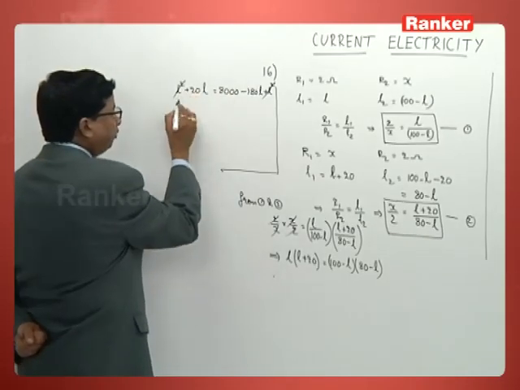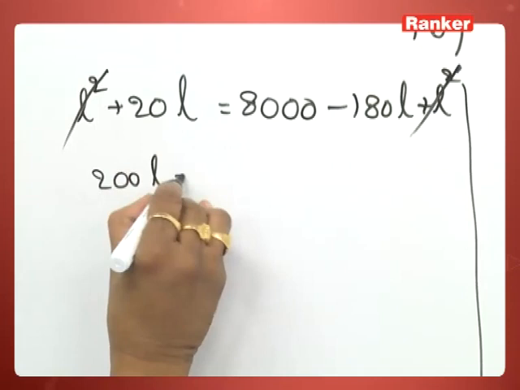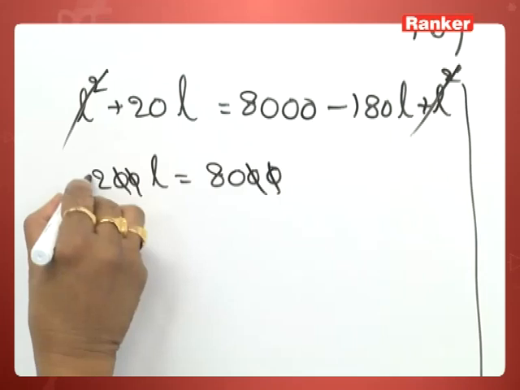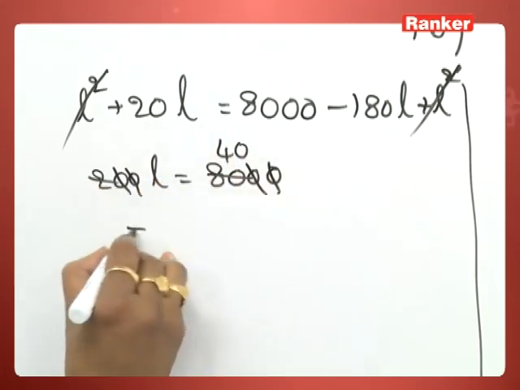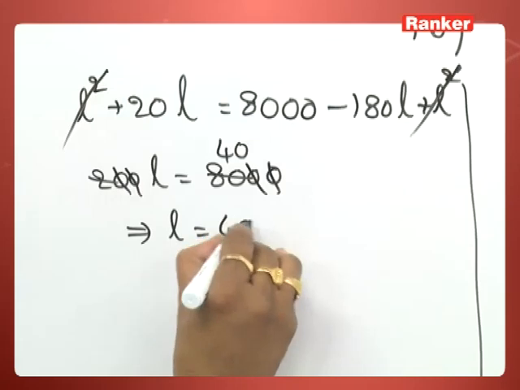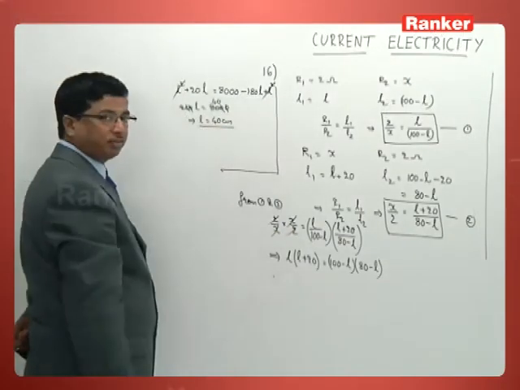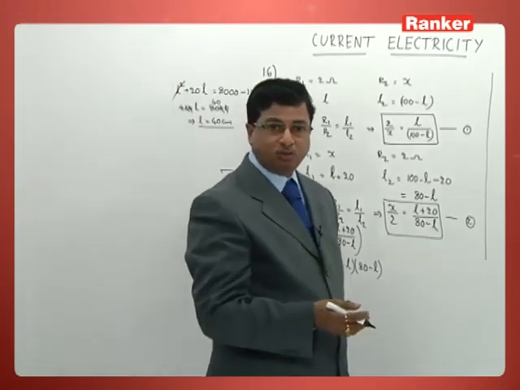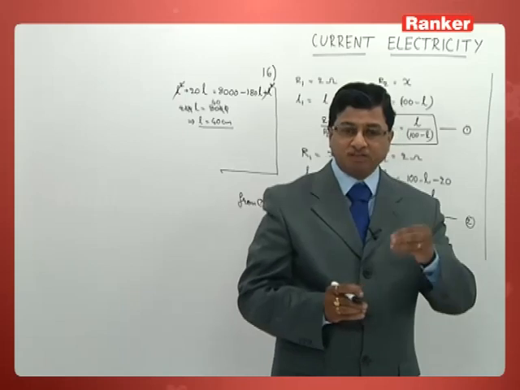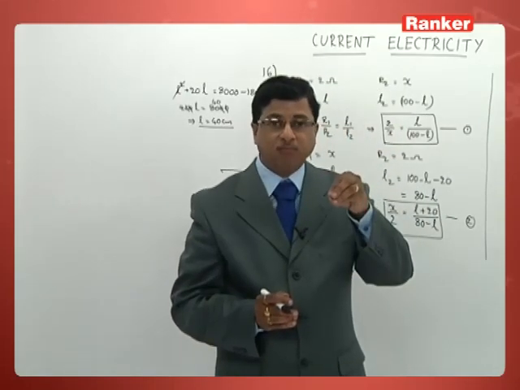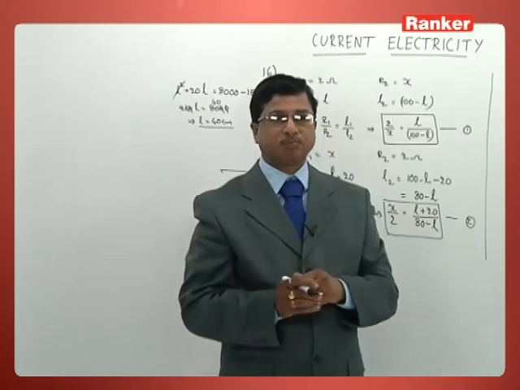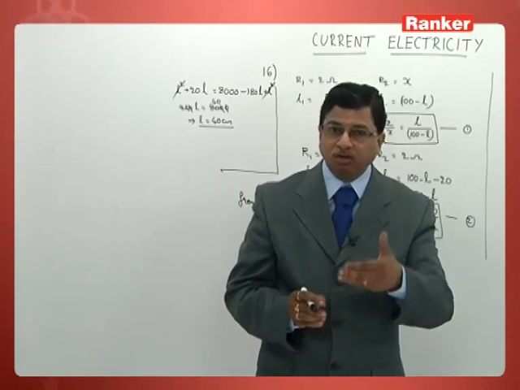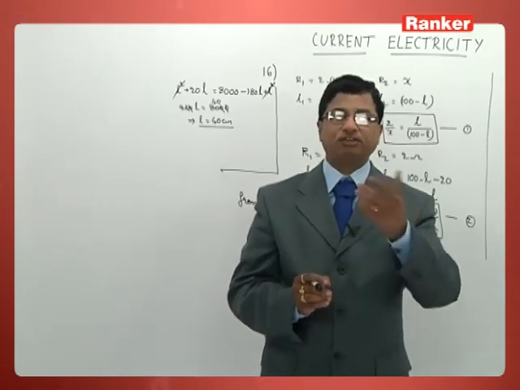Now 180L plus 20L, 200L will be 8000. You can cut these two zeros. In fact, this goes 40 times, then you get L as 40 centimeter. But his calculation is not that. He is not asking you to calculate length there. He is asking you what is the value of unknown resistance, neglecting all the corrections. What is the unknown resistance? That is the question he is asking.